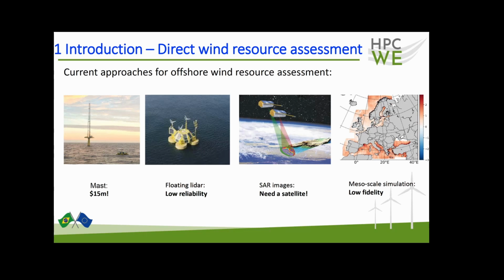They are accurate and not as expensive as masts. However, they are extremely unreliable and provide low availability at offshore locations. They also often get damaged because of the harsh weather conditions offshore. The third method is using SAR images, another accurate technique that requires satellites for operation. And finally, the fourth method is using mesoscale simulations. These provide continuous data across all points of the location and at all times of the study, but they are of a very low fidelity and low accuracy.